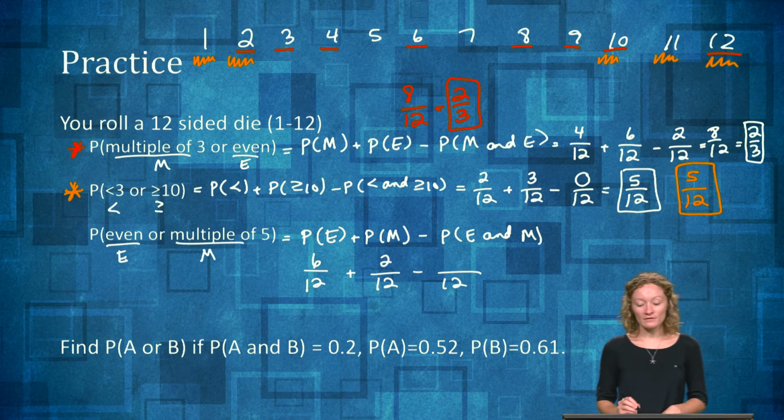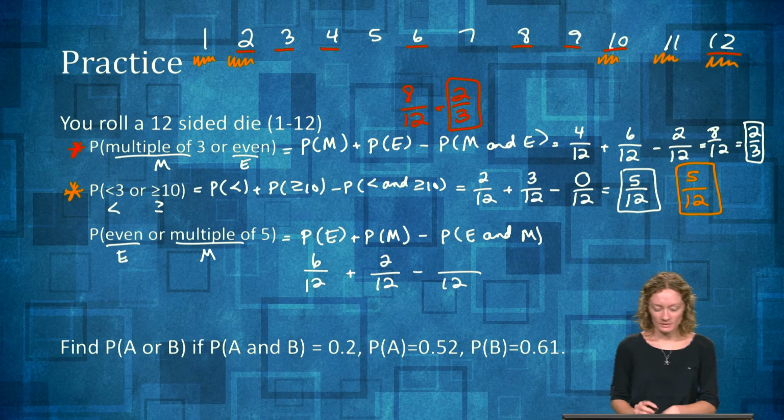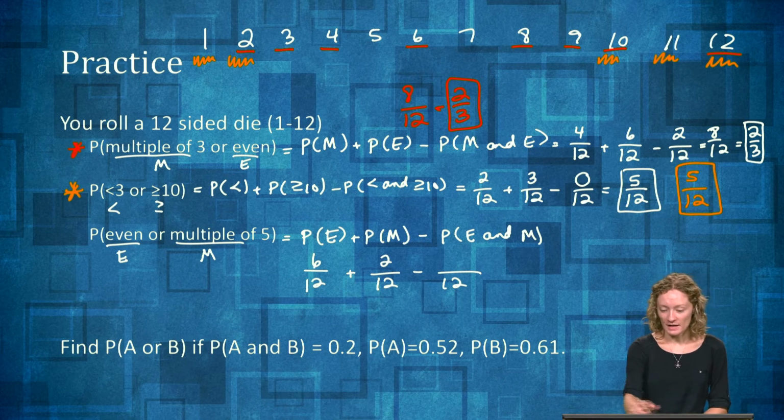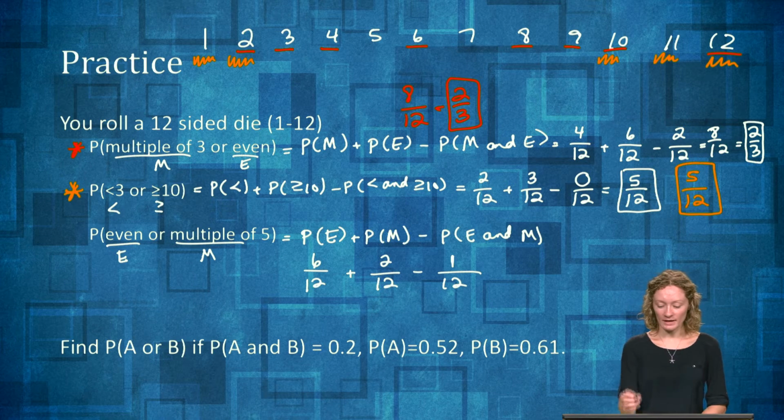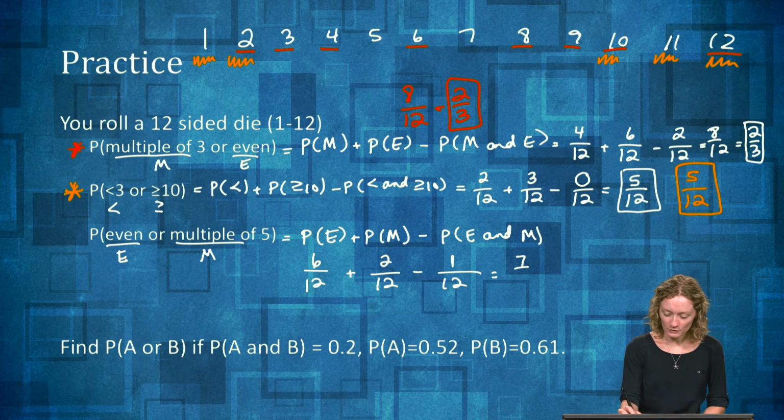And how many are both even and a multiple of 5? Multiples of 5 were 5 and 10, and only one of those is even. So there's only one that is both even and a multiple of 5. Okay, pull it all together. 6, 7, 8 minus 1 is 7 over 12.